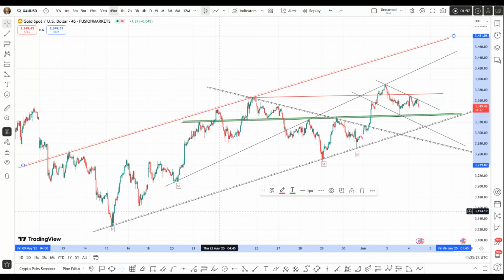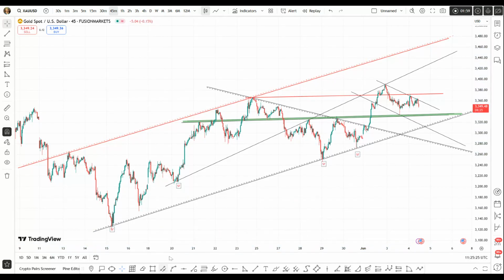So now we have here RS, resistance becomes support on break of structure. We have here another RS, resistance becomes support on break of structure. This is a free trade. This one now is a free trade. After these two ROS levels giving us an ascending trend line, this is a free trade.